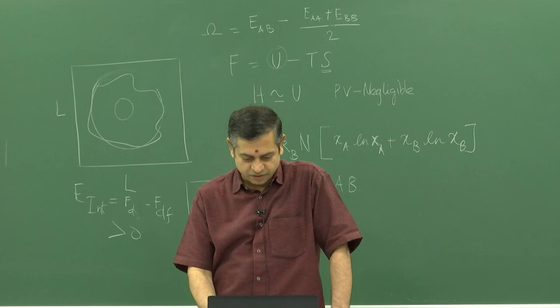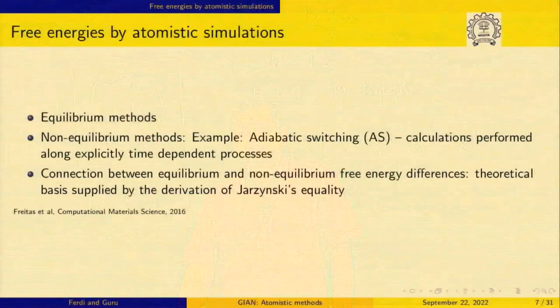Okay. So, free energies from atomistic simulations, like I said, there are equilibrium methods, there are non-equilibrium methods. In non-equilibrium methods, for example, adiabatic switching is a method in which calculations are performed explicitly along time dependent processes. If you use these non-equilibrium methods, how do we connect the free energy to what you are seeing in the simulation? For that, there is an important theorem called Jarzynski's equality, and that is the basis on which we make this connection, that I take a non-equilibrium path, I evaluate the free energy, and somehow that is related to the equilibrium free energy.